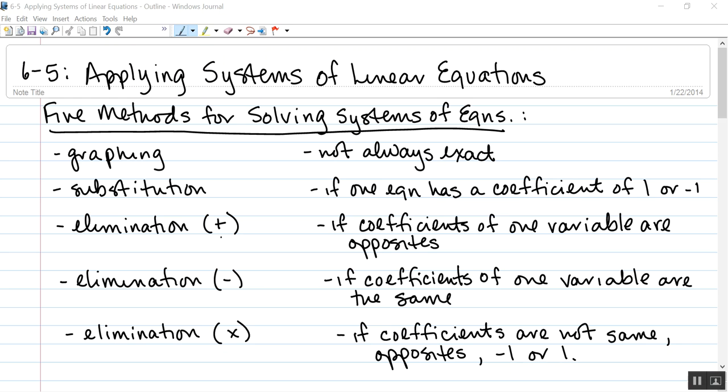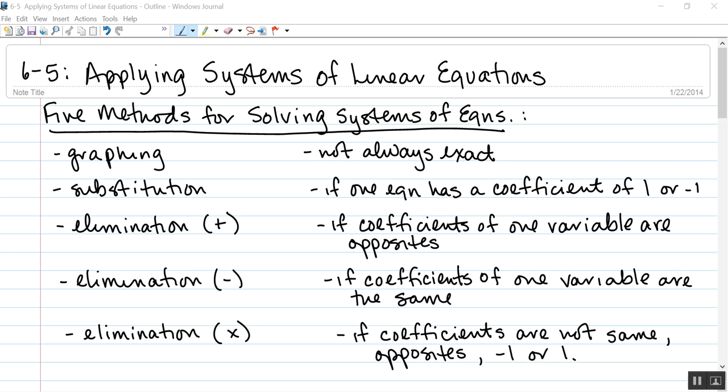We had elimination using addition, which is a good one to use if the coefficients of one of the variables are opposites of each other. Because if they're opposites and you add them, you will get a 0 and eliminate that variable. We also had elimination using subtraction. That's if the coefficients of one variable are the same. So if you subtract two numbers that are the same, you get a 0, so you would eliminate that variable.